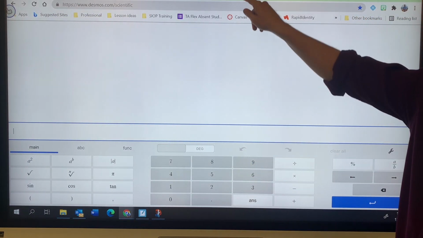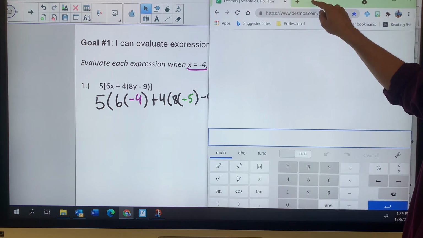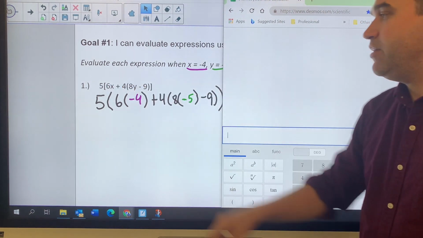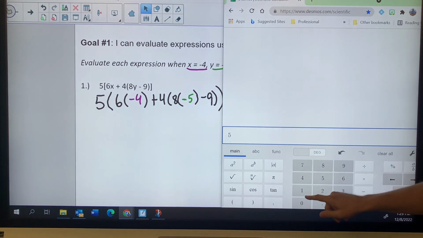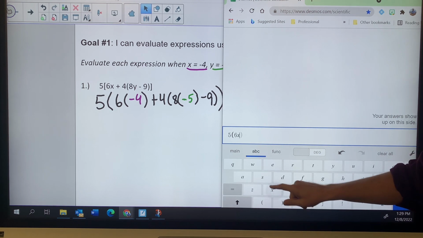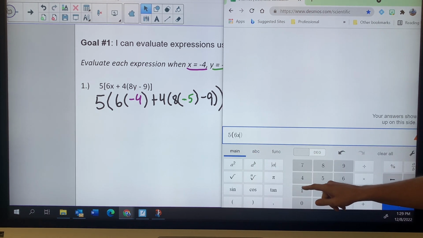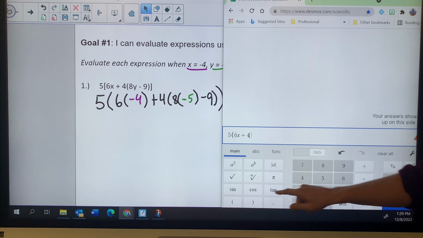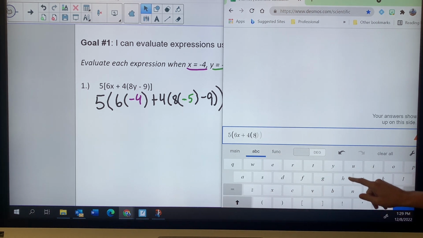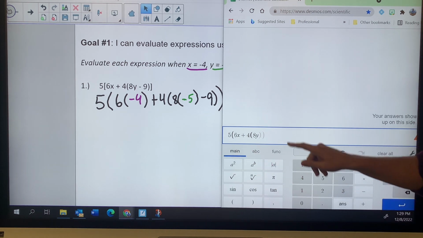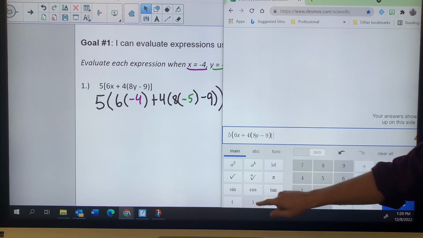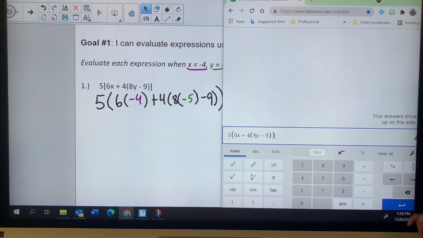And in my calculator, I am going to type exactly what I see right up here in the original. So 5 parentheses 6 x plus 4 parentheses 8 y minus 9 parentheses. And that is the original expression.